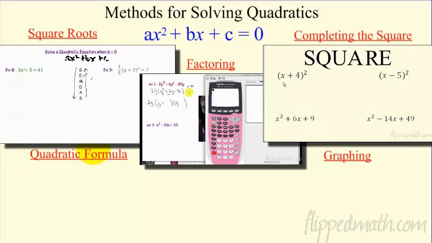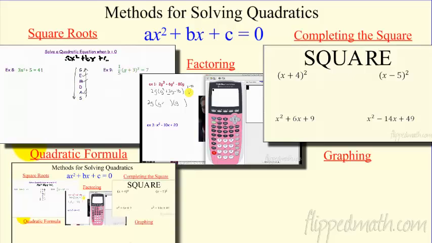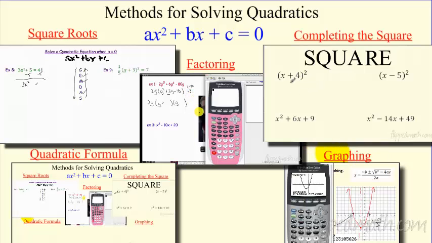This time we're going to use the quadratic formula, and you've probably seen this before. I'm going to show it to you again. This one always works. You can always use the quadratic formula and always get the answer. That's pretty cool. And then I'm going to check it by graphing on the calculator. So there's going to be a little bit of that.